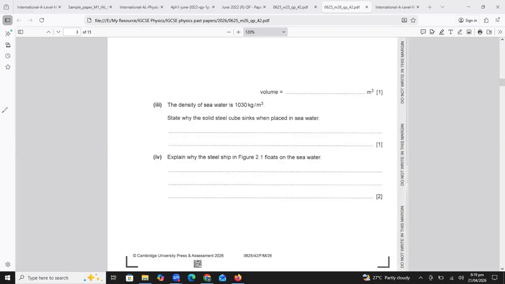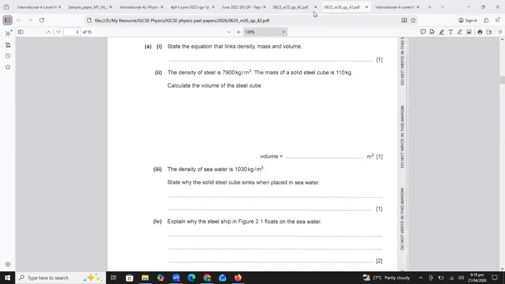So basically, it's a very easy question, beta. What is the density of the steel? The density of the steel is given in the previous part, that is 7900 kg per meter cube. Exactly, students. So density of steel is 7900 and density of sea water is 1030. So you can see the density of steel is much greater than the density of water. So obviously the steel cube will sink into the water. So how will you write the answer? That the steel cube has a greater density than sea water.